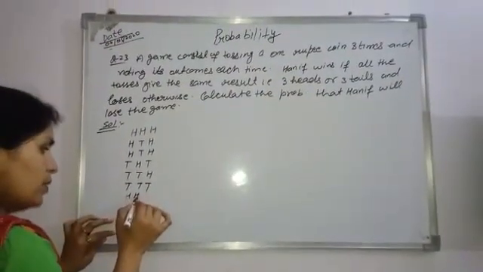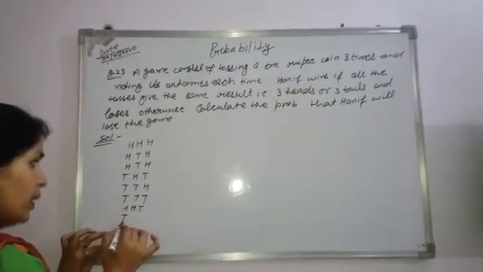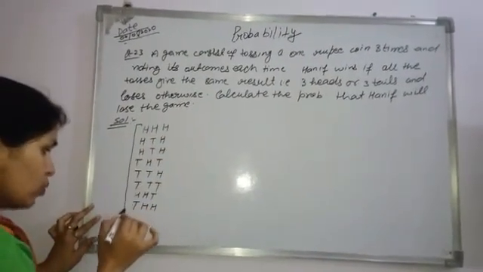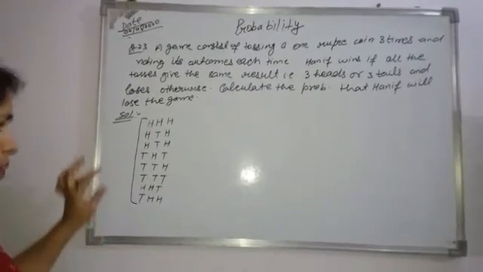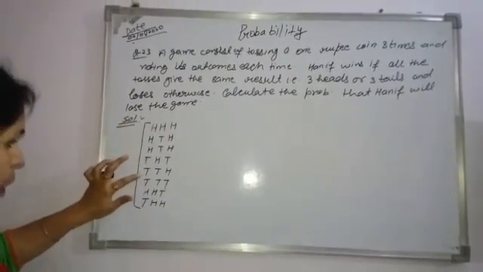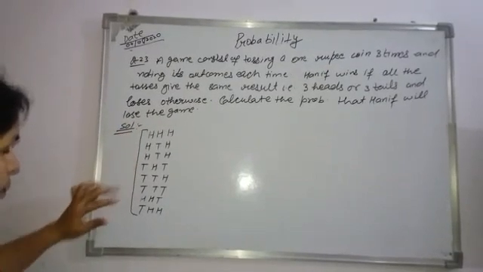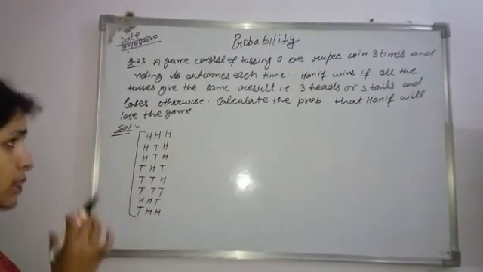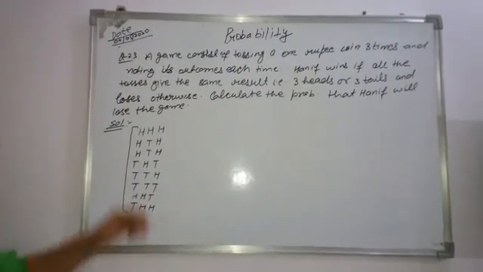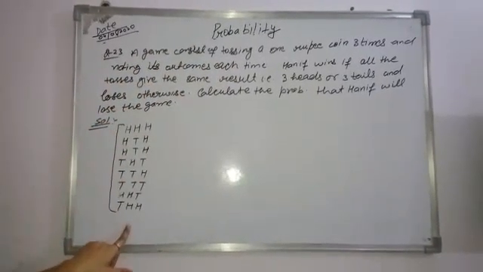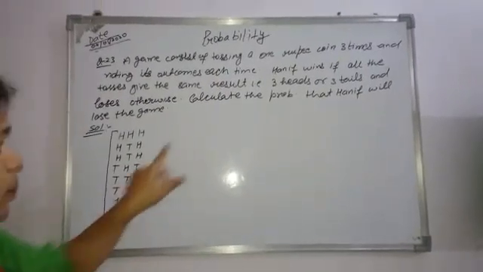Next one is head, head, tail, tail, head, head. Always we obtain these 8 cases: 1, 2, 3, 4, 5, 6, 7 and 8. Okay. Now out of these 8 cases, they are saying noting its outcomes. So these are our outcomes.